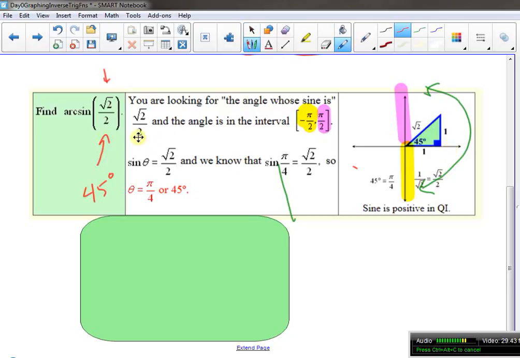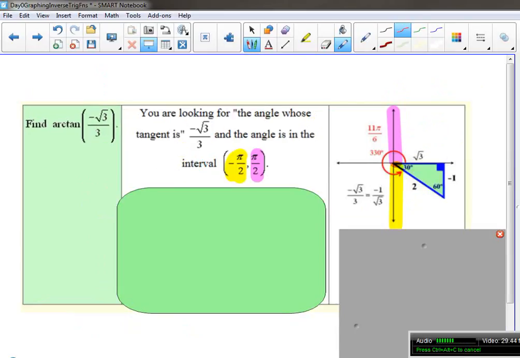So the answer, the evaluation of this, would be 45 degrees. No surprise there. Let's move on to a second example. Find the arc tangent of negative square root of 3 over 3. Okay, we're looking for that angle. Remember, here's a number. We're looking for the angle. It's just like a tangent inverse. And we want to figure out the angle. Well, again, this is a special angle number, so you probably recognize it.